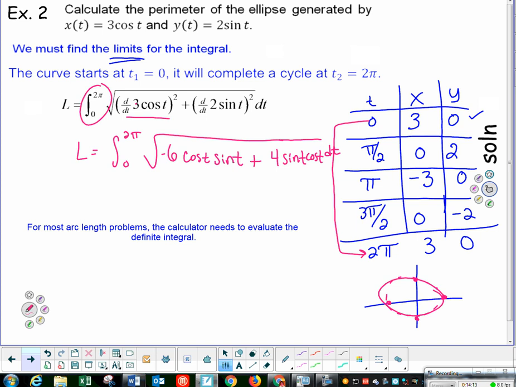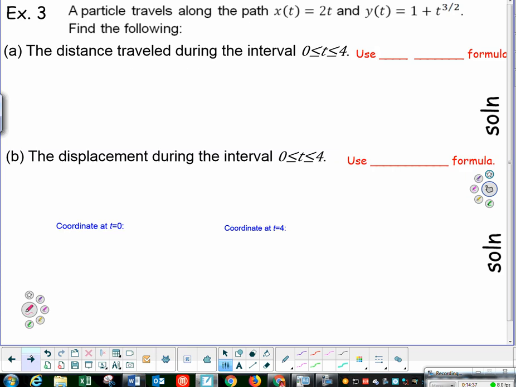So I think what I would choose is to use my calculator. For many arc length problems, you're going to have access to the calculator, and this would turn out to be 15.865 for our answer. So you'd be able to pop that in, get your answer.